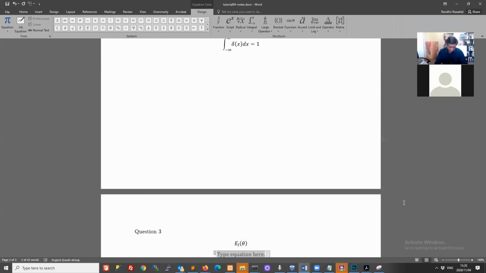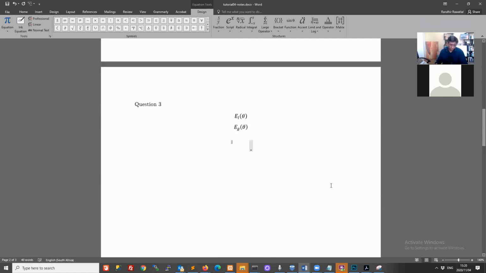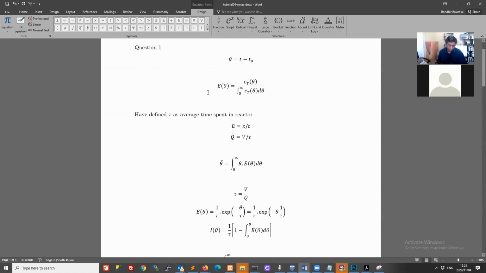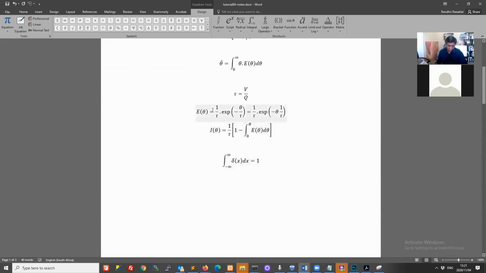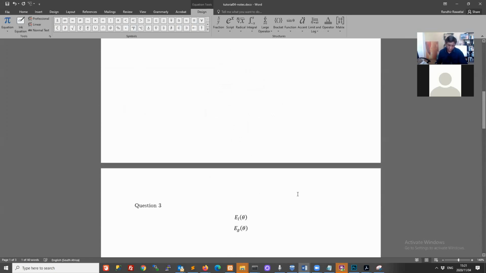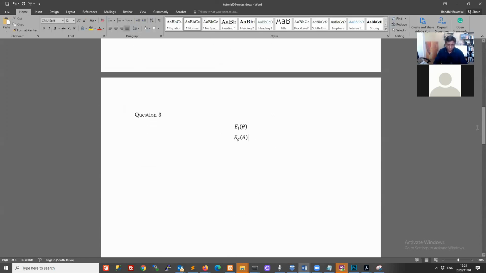And we can define E in the gas phase. So you have these two age distributions. And now we had also talked about the average age. We had said we could estimate the average age of a population. Now we have two populations.